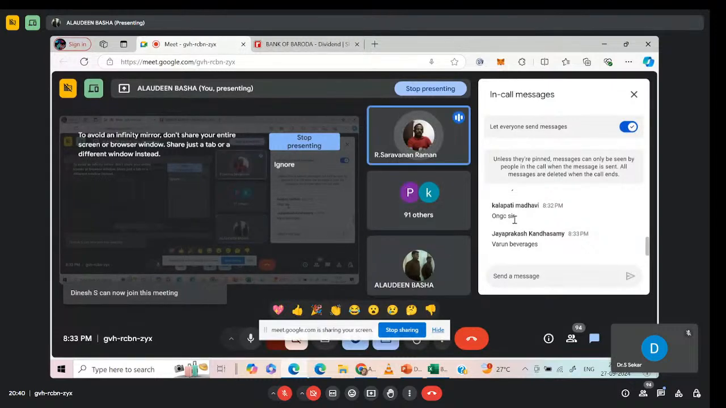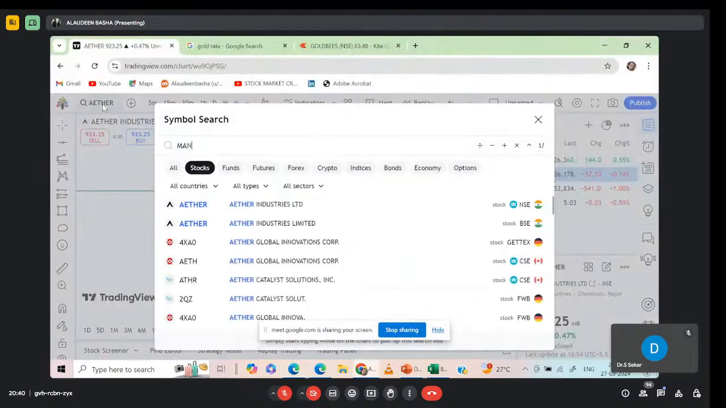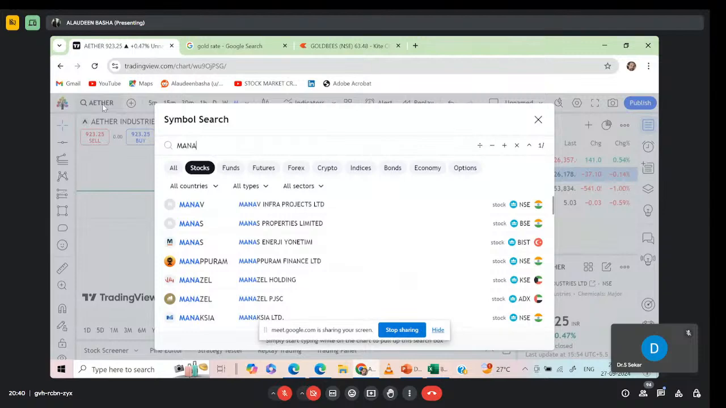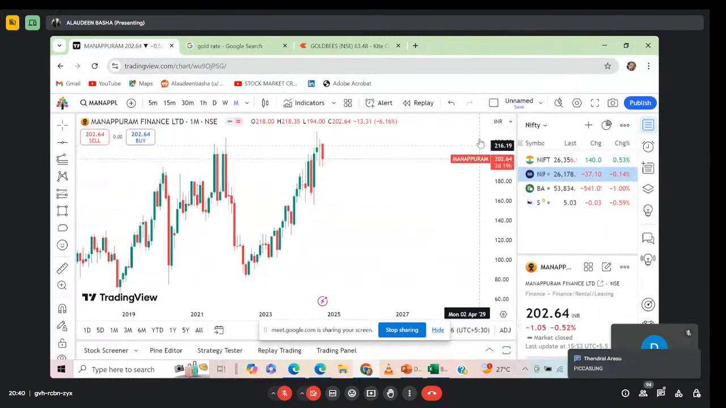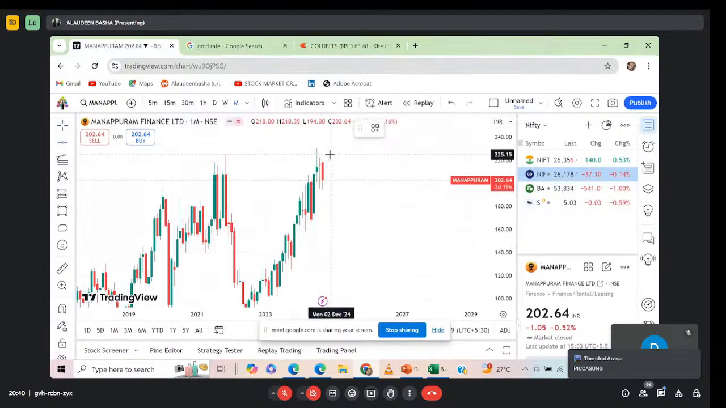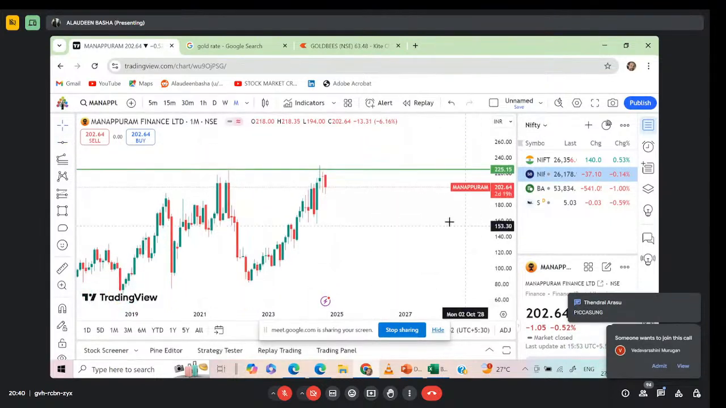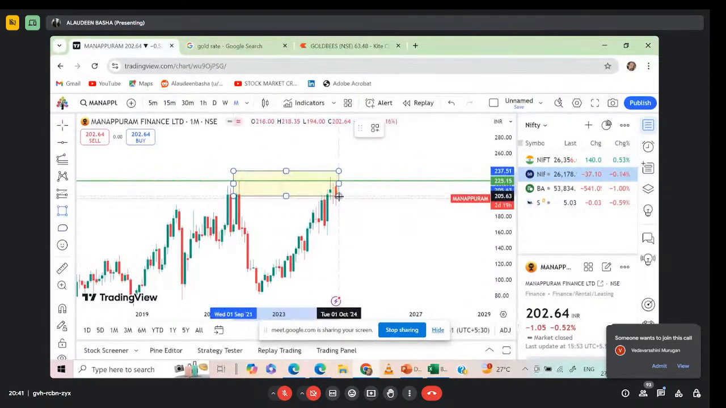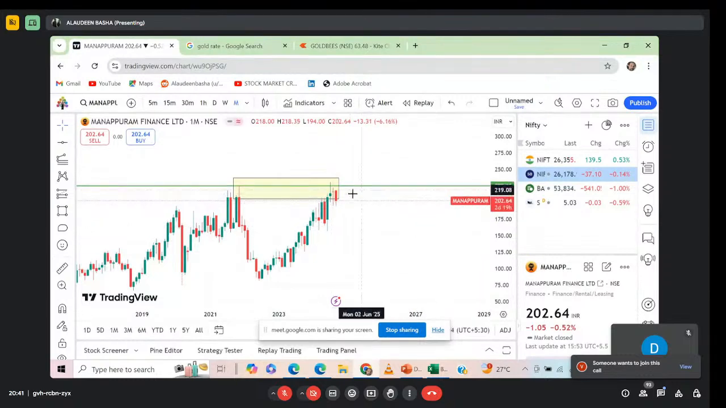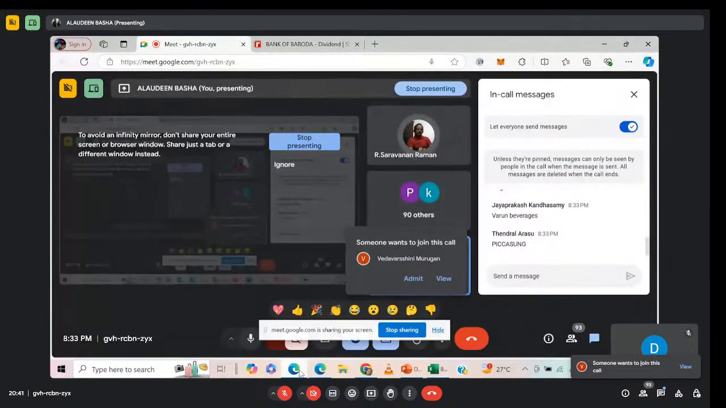So what about Manappuram? Not only Manappuram, all gold-based stocks, I do not fully trust. Manappuram is also waiting for a breakout. Sir, once it breaks 225, you can think about Manappuram. From 2021 to 2024, for 3 years, the stock has not been able to break the previous high, so just wait for a breakout. Okay, thank you.